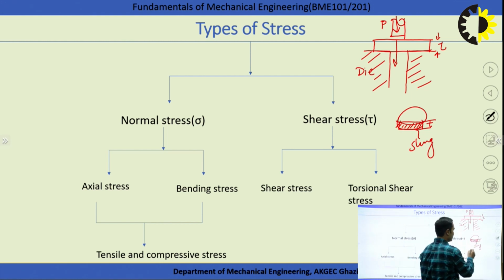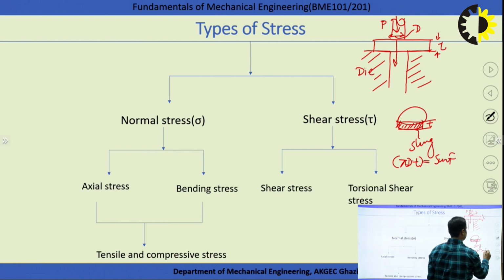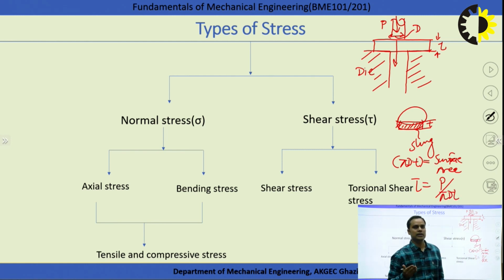So which area do we have to consider in this case? Suppose the diameter of the punch is D. So what is the area? Pi D into T. That will be the surface area of the punch. The shear stress is nothing else but the load acting, that is the tangential load P, and what is the area? Pi D T. So this way we are able to calculate the shear stress, right? And I hope this normal stress and shear stress is clear to all.